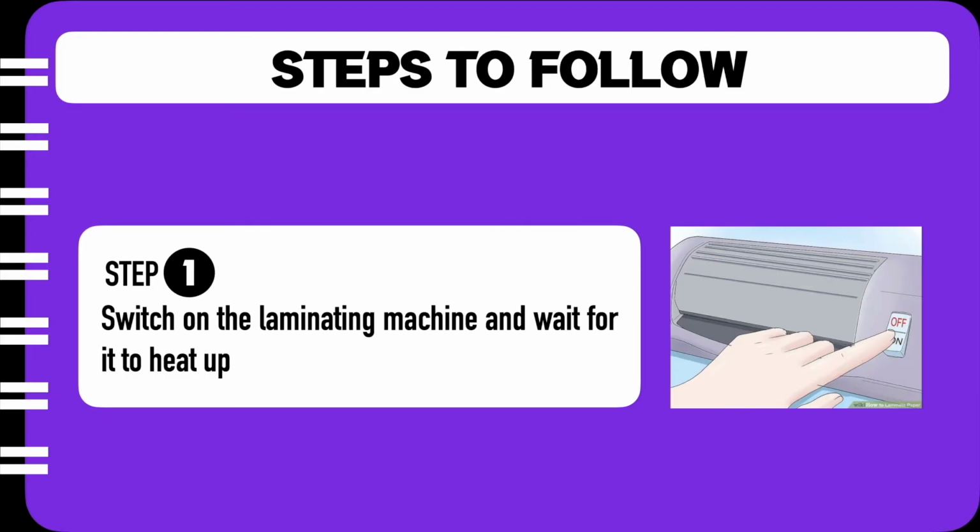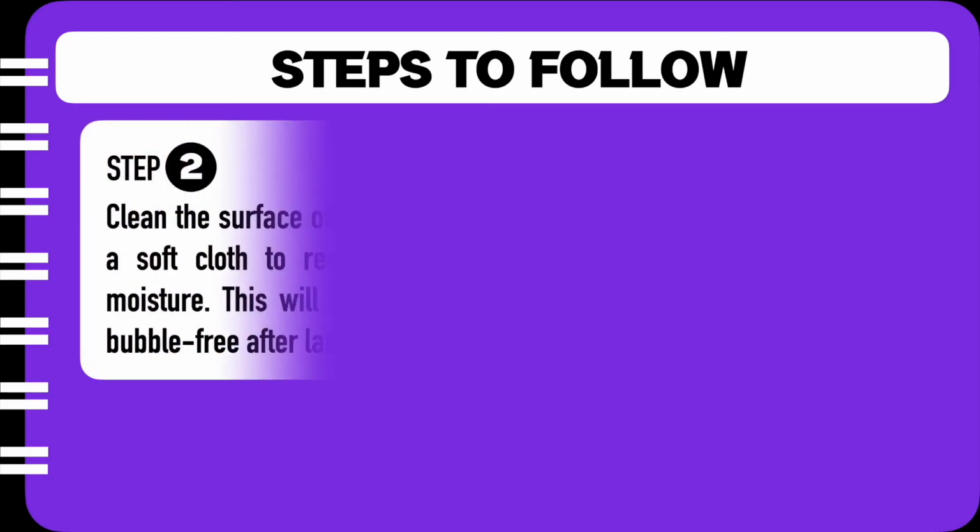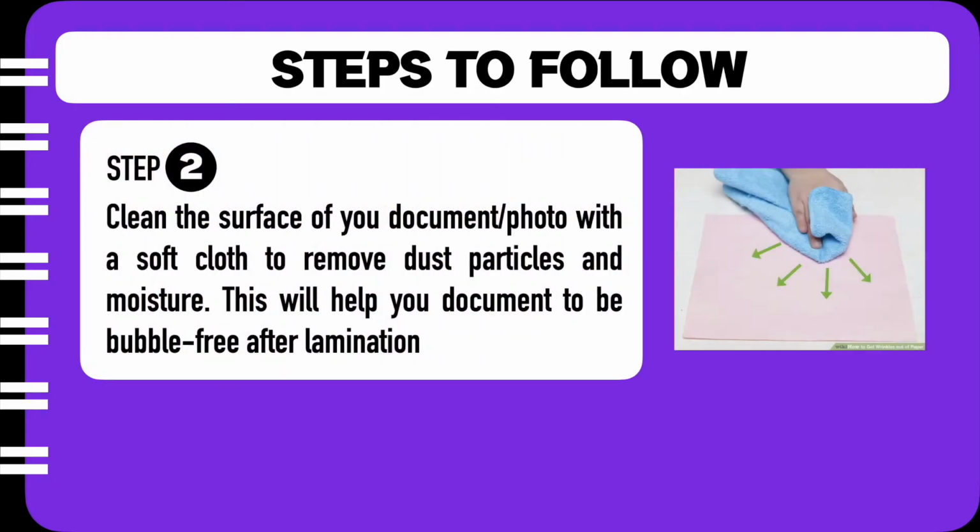Please note that the steps are numbered, they are short, they are in the imperative, and they are also accompanied by simple images. So the first step says, switch on the laminating machine and wait for it to heat up. In step 2, it says, clean the surface of your document or photo with a soft cloth to remove dust particles and moisture. This will help your document to be bubble-free after lamination.